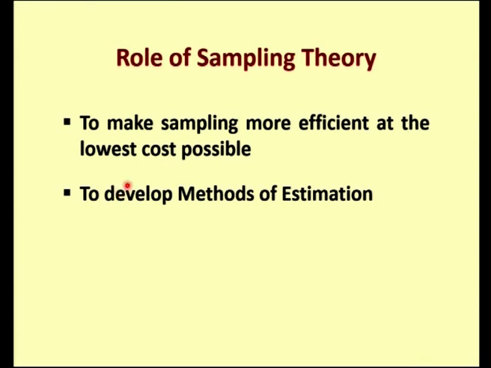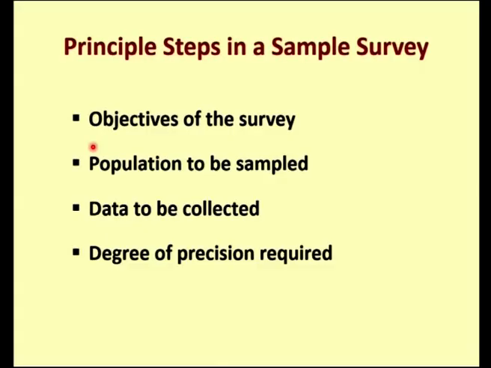So, this topic, that is method of estimation, helps us to draw the conclusion or to study the characteristics of the population. Now, let us see what are the principal steps in organizing or conducting a sample survey. So, there are 4 steps in organizing a sample survey. First one, objectives of the survey, then population to be sampled, data to be collected, and the last step in conducting a sample survey is the degree of precision required. So, we will discuss in detail the first principal step, objective of the survey.